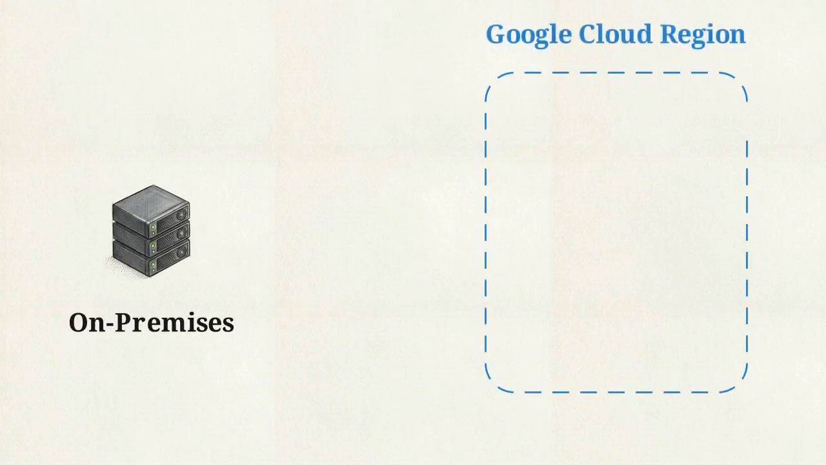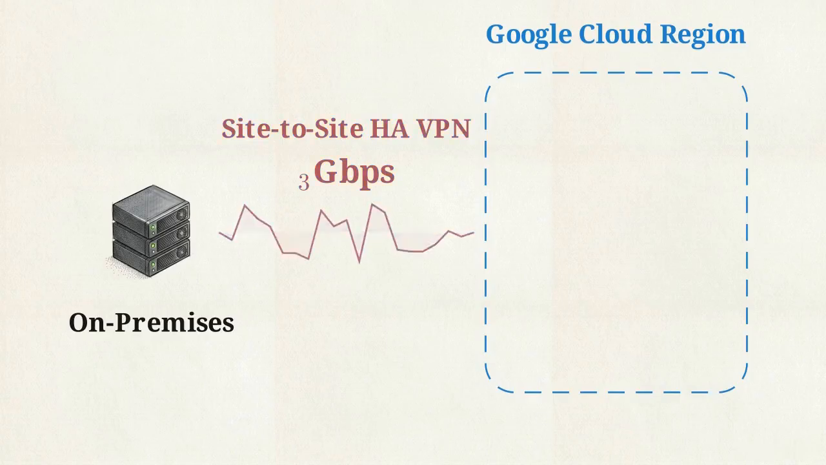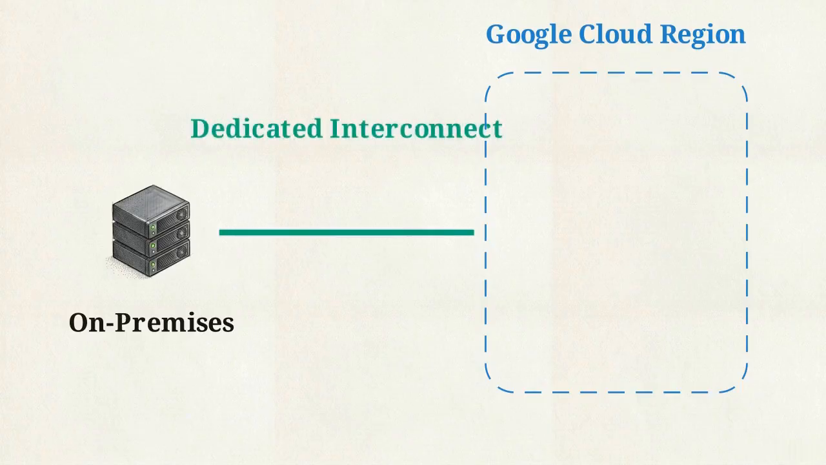Let's start with a blank canvas. Here is a clean schematic showing an on-premises data center on the left and an empty Google Cloud region on the right. Our first requirement is bridging this physical gap. The fastest way to establish that bridge is site-to-site HA VPN, routing an encrypted IPsec tunnel over the public internet. However, throughput hits a strict 3 gigabits per second, and internet reliance introduces volatile paths and unpredictable latency.